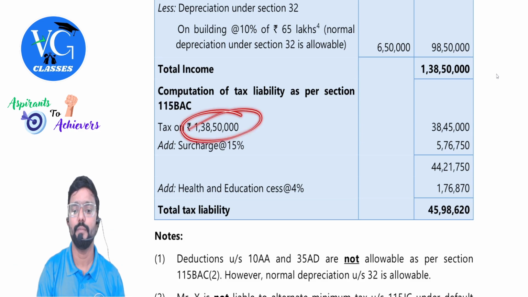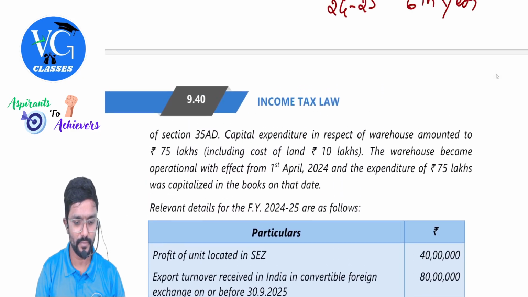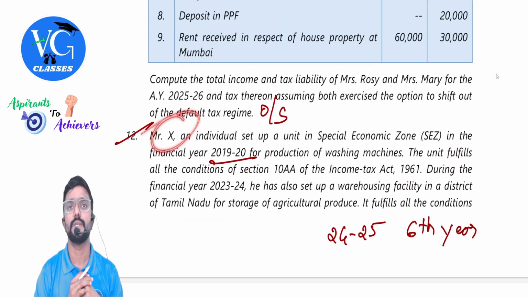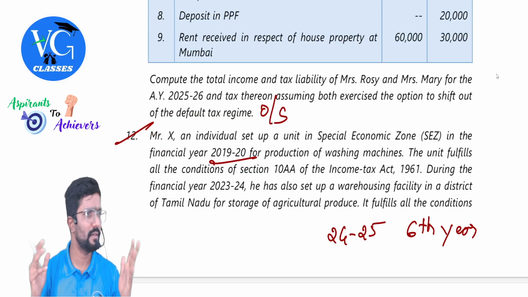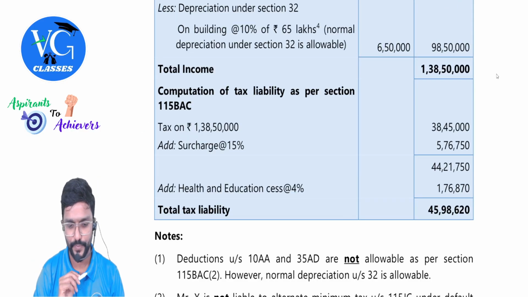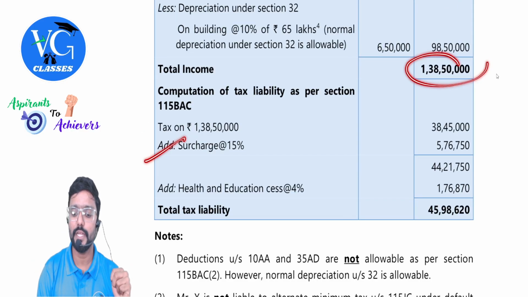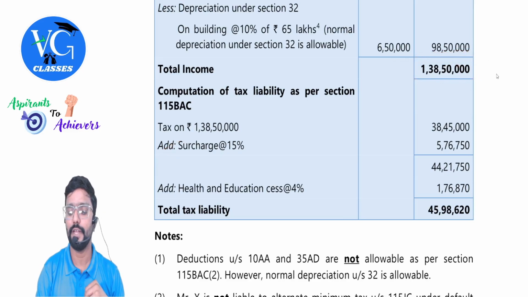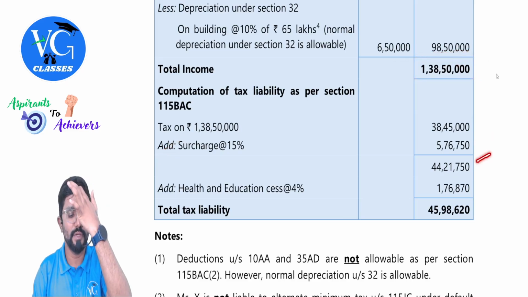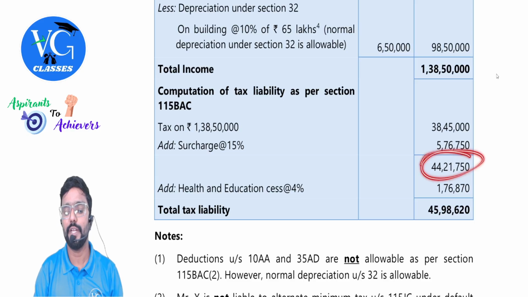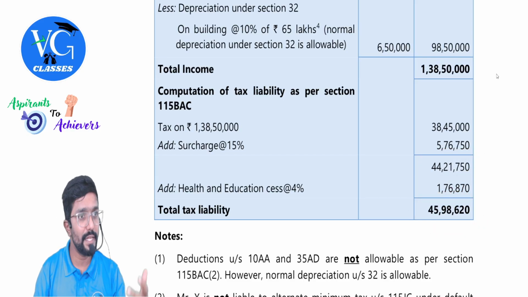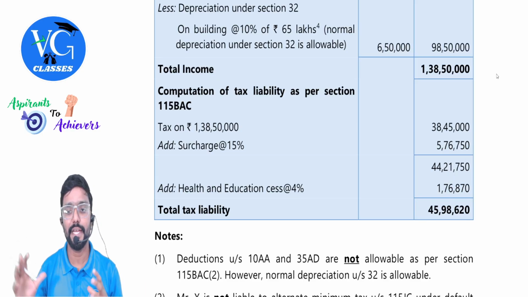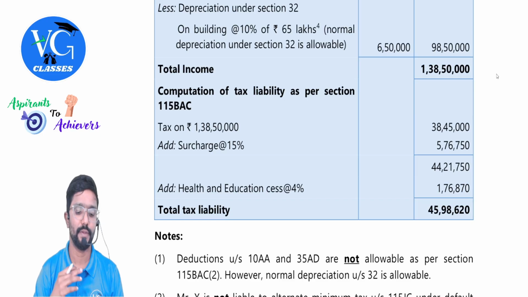Slab rates is applied because who is the assessee? Individual. So slab rates, that is up to 3 lakh nil and all, they have applied. Surcharge, as the total income is more than 1 crore, surcharge is at 15% applied. Add up both, you will get 44 lakh 21,750, 4% cess. Final tax to be paid under default regime is 45 lakh 98,620.